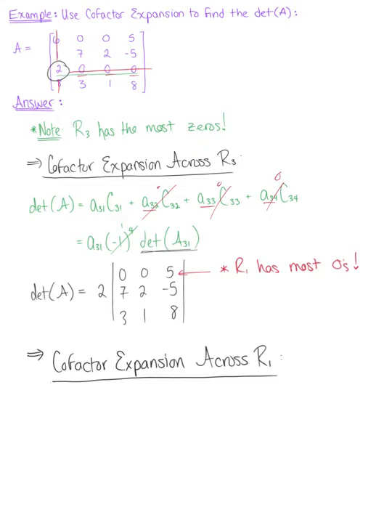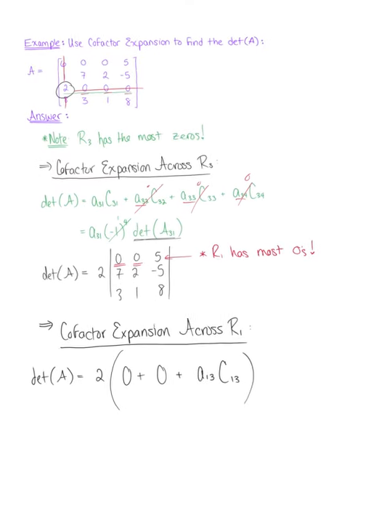So again, we'll think about our definition here. We can say that this is equal to, just don't forget that 2 on the outside. And what's nice is that those first 2 entries are 0. So we can think of this as 0 plus 0 plus the entry in the first row, third column, multiplied by its corresponding cofactor. And we're ready to get going.